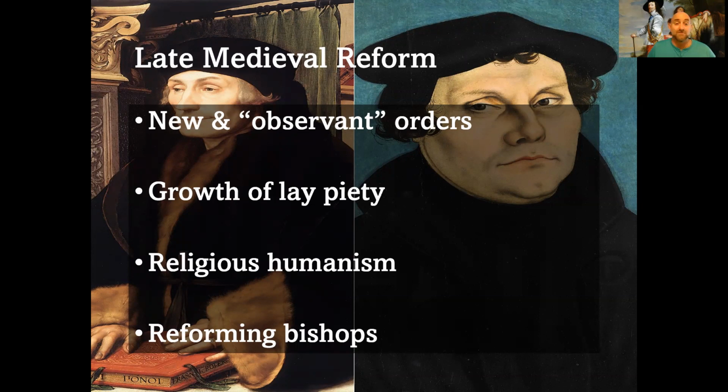You'll also have a massive growth of lay piety in the Middle Ages. In the 14th century, and this is important for Erasmus, in the Low Countries, in the Netherlands, a group called the Brethren of the Common Life is formed, which is one of these sort of confraternities.